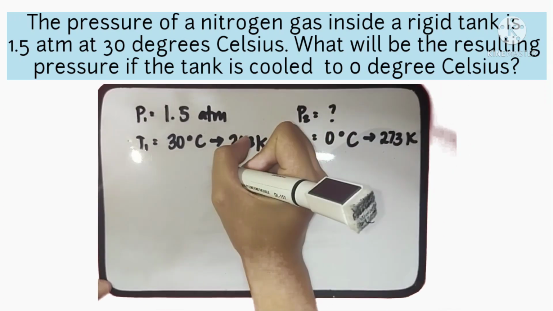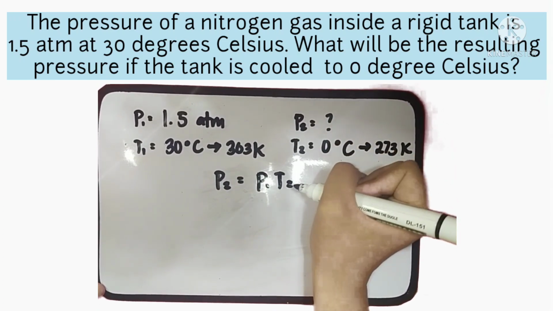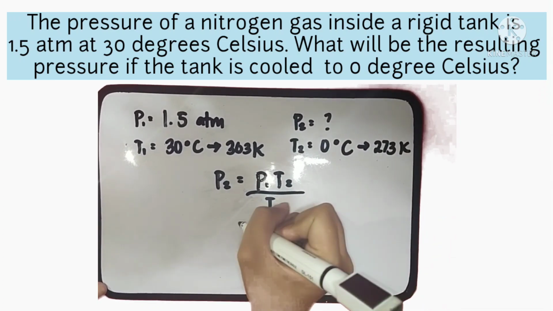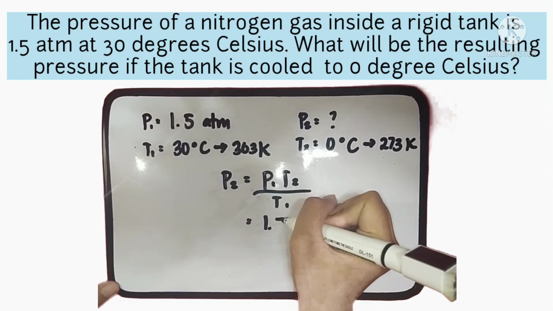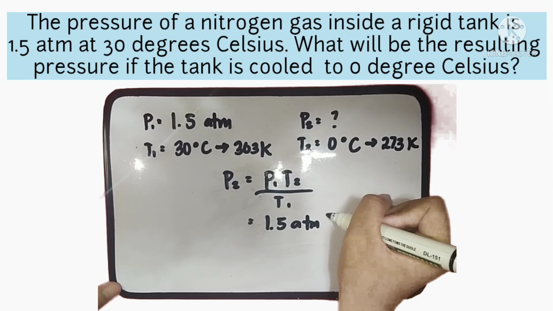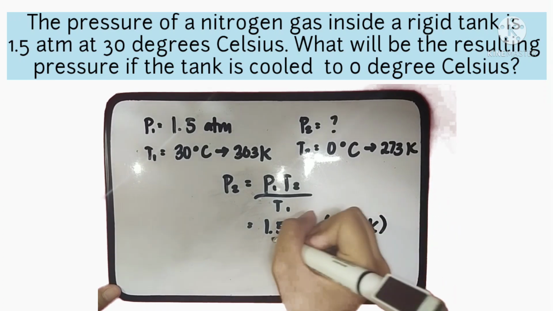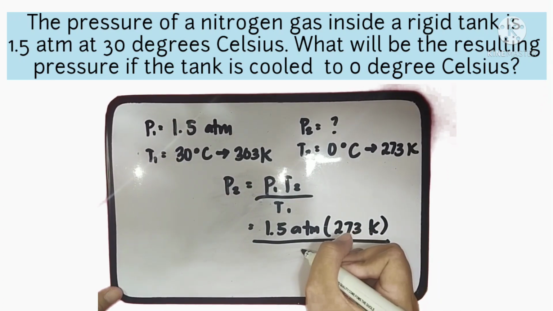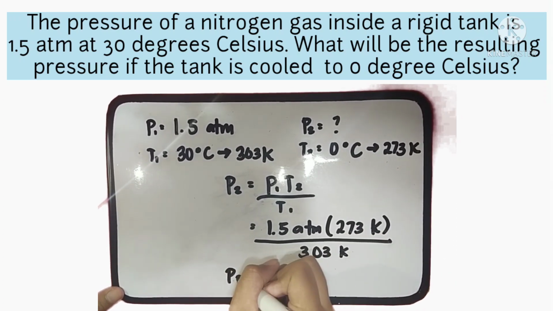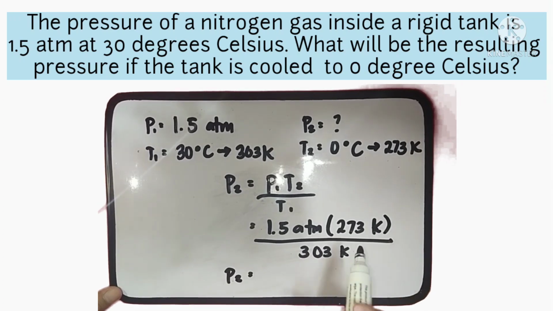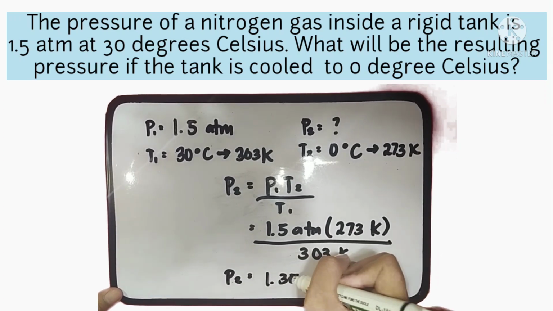The right formula that we have, in which P2 is equal to P1 times T2 over T1, we will simply substitute all the given from the problem. So your P1 is 1.5 atm, multiplied by the final temperature, which is 273 Kelvin, divided by the initial temperature, which is 303 Kelvin. So the final answer, after multiplying and dividing all the variables, is 1.35 atm.